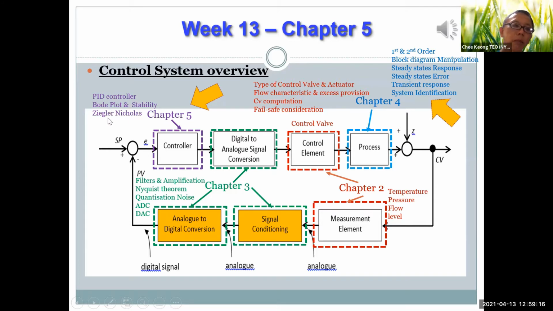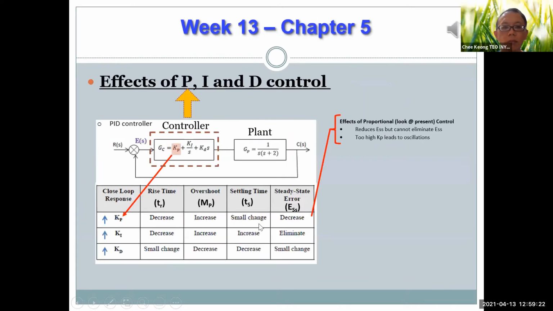Both pole and stability and Ziegler-Nichols will be the subsequent 2 more lessons. There are many types of controller available. In this chapter, we are going to introduce to you a controller that is made up of P, proportional, I, integral, and D, derivative, elements. A P controller is one that looks at the present condition and deduces and applies a proportional gain control signal based on the present condition. It reduces the steady state error but cannot fully eliminate it. Sometimes gain gets too high, which may lead to oscillation.